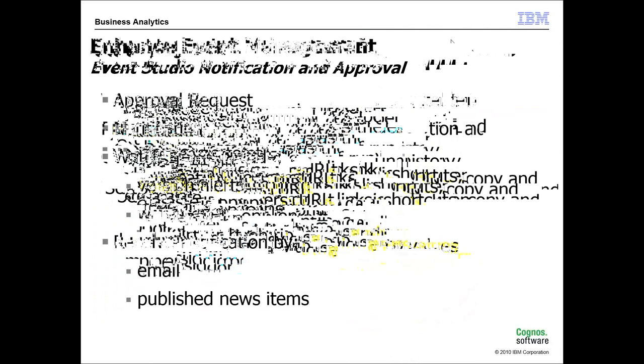And there's also the watch rules. This is where you're saying, okay, that specific cell in that report, in a list or a crosstab, interests me, so I want to focus on that cell. If anything changes in that cell, then alert me. So that's one of the watch rules. And of course, you can receive notification by email or by a published news item.